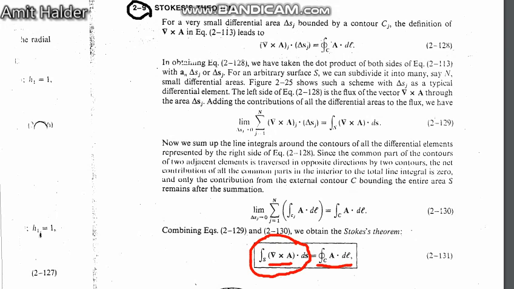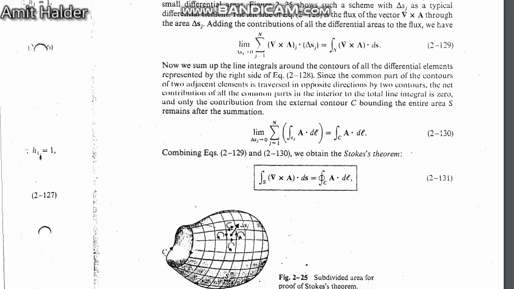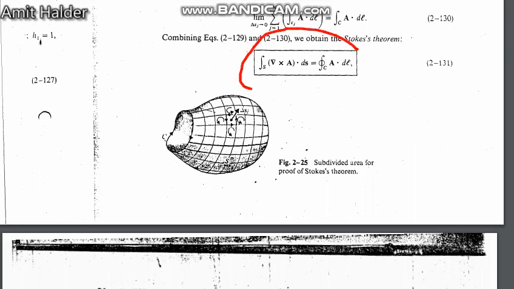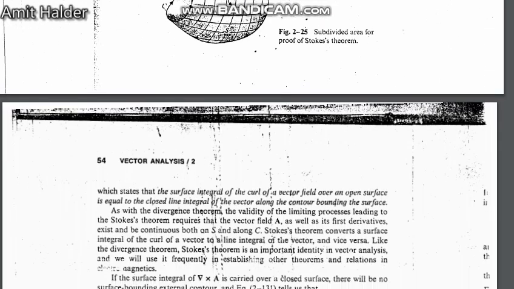Now we have to understand Stokes' theorem in words. How can we understand it in words? That is the equation of Stokes' theorem. Now we will get the point from the statement. The statement is: the surface integral of the curl of a vector field over an open surface is equal to the closed line integral of the vector along the contour bounding the surface. So that is the thing.